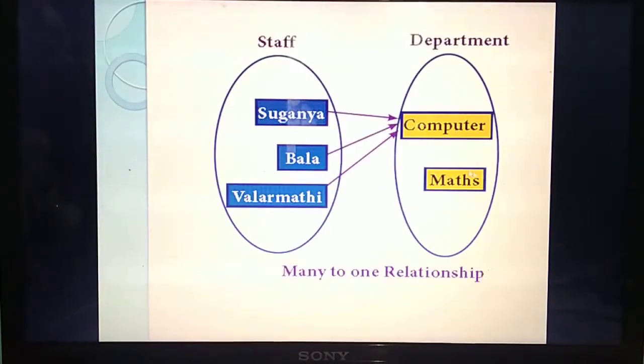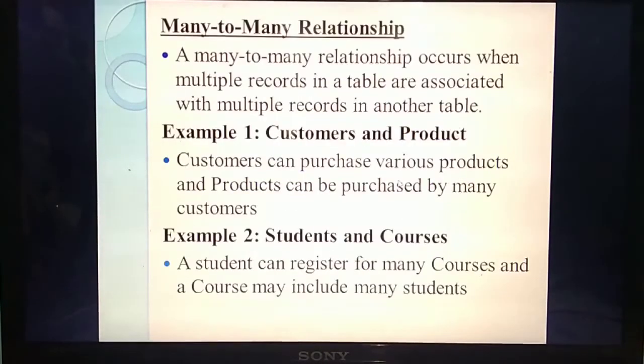So listen carefully, just opposite. Here 3 staffs' names are given. The 3 staffs are working under the computer department. So the computer staffs cannot work with other departments. So listen, many entities of the staff table are related with only one entity of the next table. Understand? This is called many to one relationship. So next one is many to many relationship.